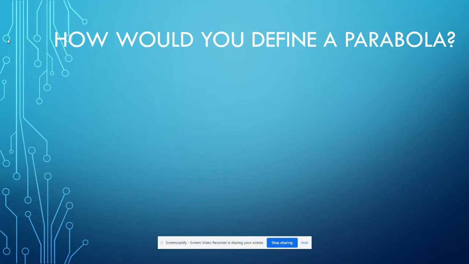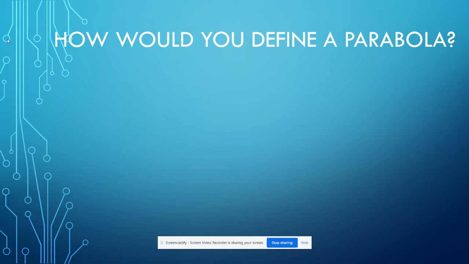All right. So if I asked you, how would you define a parabola? You might give me lots of answers like it's U-shaped, it has symmetry, it has an axis of symmetry, it has a vertex, it can open up, it can open down. You would be telling me all sorts of things like that. But what you would really be describing are some of the parameters of a parabola. You wouldn't really be telling me what the definition of a parabola is.